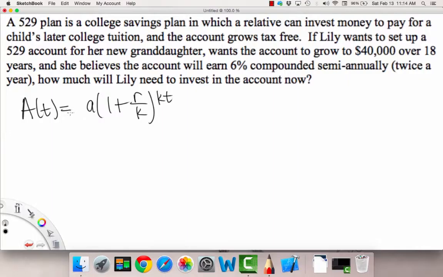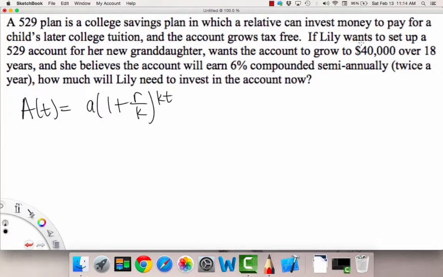And the account grows tax-free. If Lily wants to set up a 529 account for her new granddaughter and wants the account to grow to $40,000 over 18 years, and she believes the account will earn 6% compounded semi-annually, wow, a lot of information going on, twice a year, how much will Lily need to invest in the account now? Okay, so what's going on? That's a very good question.